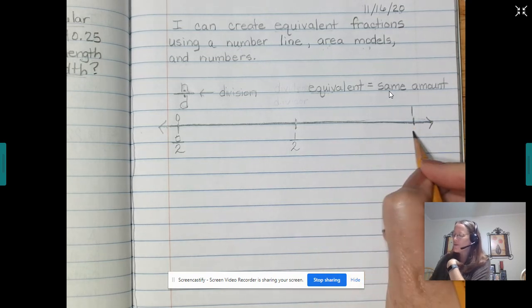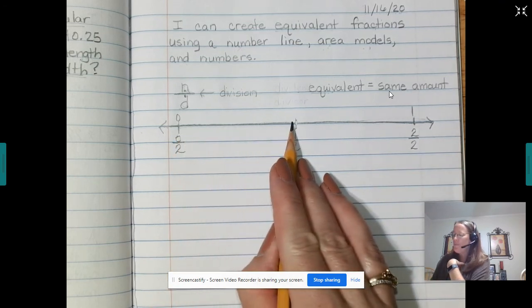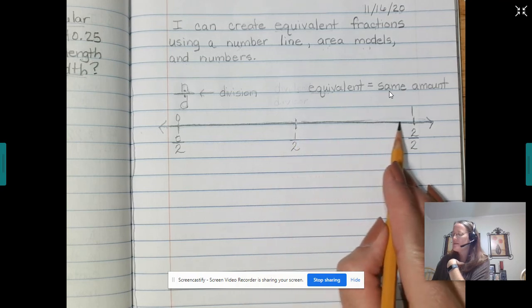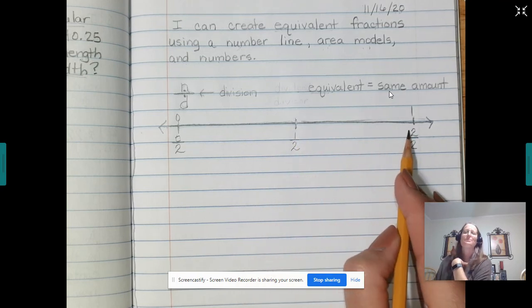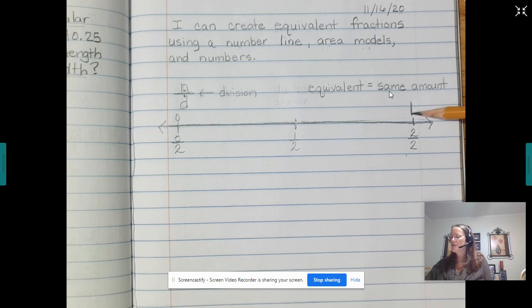Now I have walked 2 halves. Here's 1 part, here's my second part, 2 parts. So we can already see that 1 is equivalent to, there's our equivalent, 1 is equivalent to 2 halves. Cool. Now, here comes the fun part.